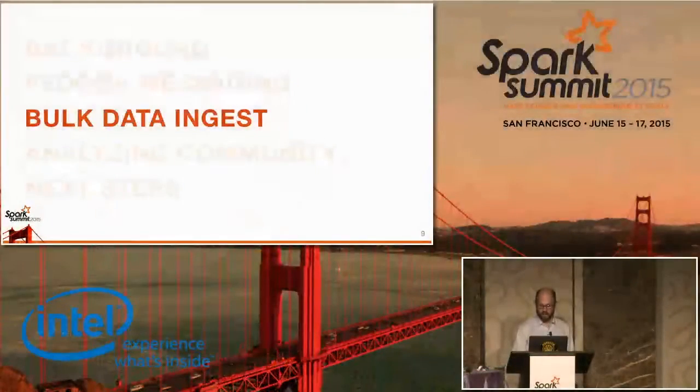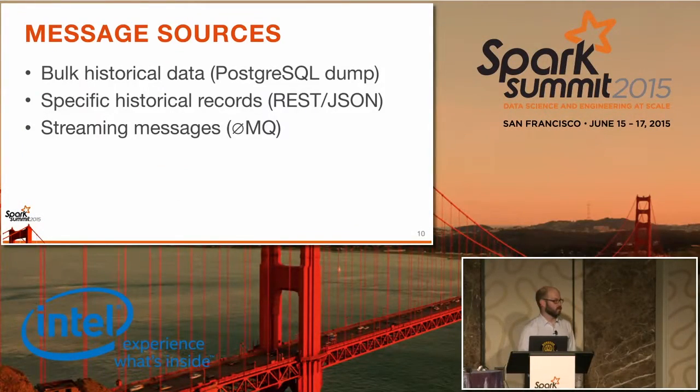So I'm going to talk about some of the problems we ran into with bulk data ingest and how you can work around these in similar applications. But first, there are three sources that Fedmessage data is available through. The first is the bulk historical data from Datanommer, which is a PostgreSQL dump. You can access specific historical records through a web interface, and you can subscribe to the live stream through 0MQ.